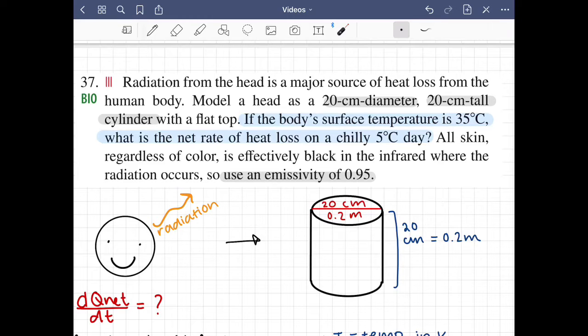This is a problem that I've been assigned. You can go ahead and pause to read the whole problem. In summary, this problem says that radiation from the head is a major source of heat loss from the human body, and then it asks us to model the head as a cylinder that's 20 centimeters tall and has a 20 centimeter diameter, and it asks us to find what the net rate of heat loss is.